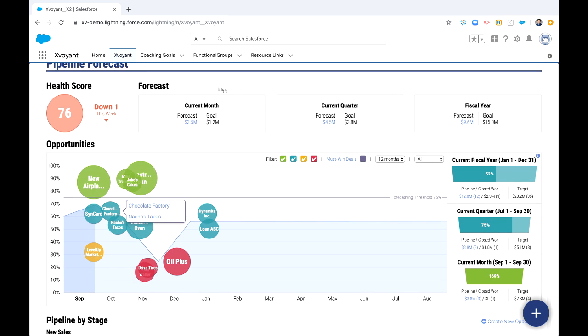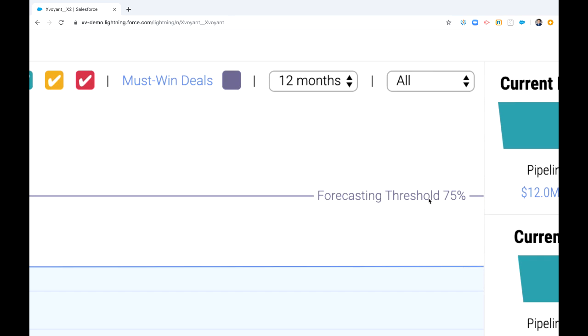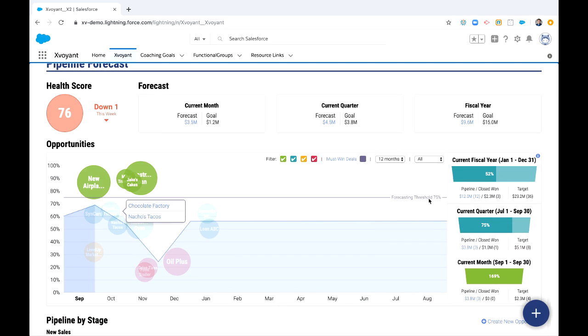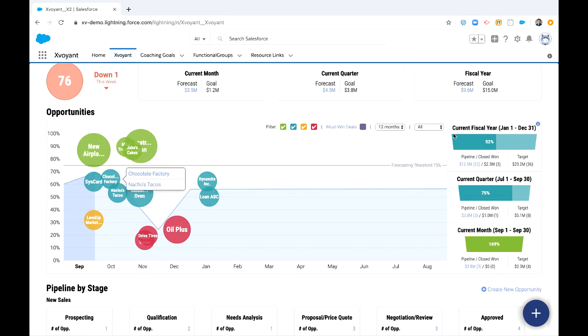You will also have access to your forecast. This forecast at the very top is only going to show you anything that is over the forecasting threshold that we've selected here. In this scenario, the forecasting threshold we selected is 75%. So any opportunities that have a likelihood of 75% or more on closing are going to be shown in this forecast underneath current month, current quarter, or fiscal year forecast. On the right side, you have your sales funnel.